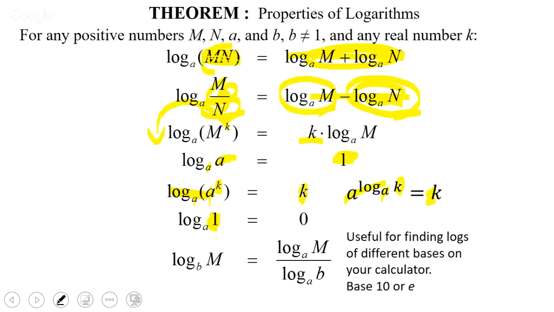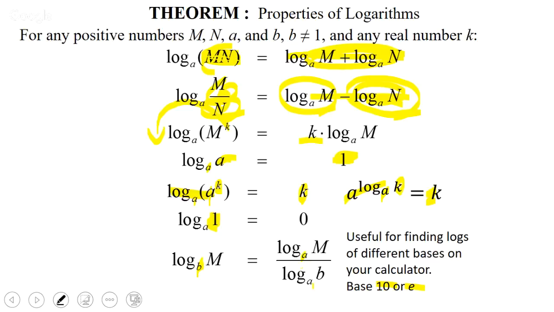Now, this down here is the change base theorem. So I have some base, and your calculator only uses base 10 and base e. So if you're using some other base, you've got to use the change base theorem to be able to use your calculator. So here I can use my calculator if I use base 10 or base e. It doesn't matter which. Whatever base you want to change it to, you can change it to that base.